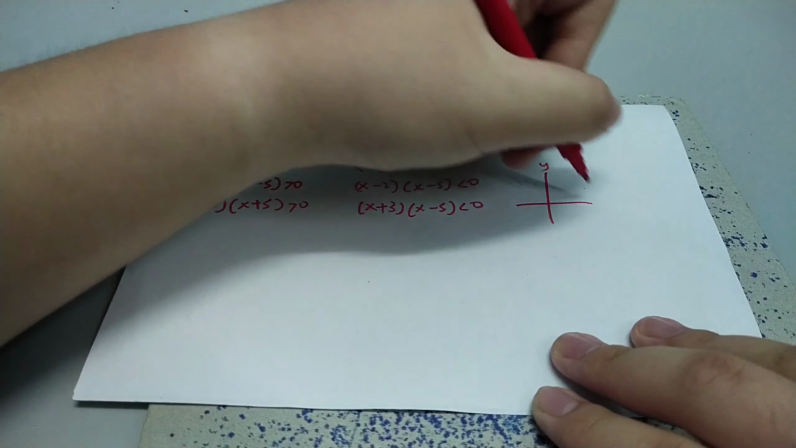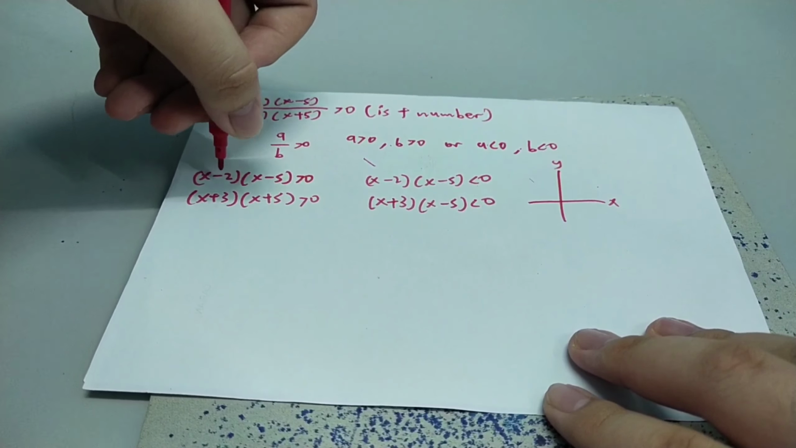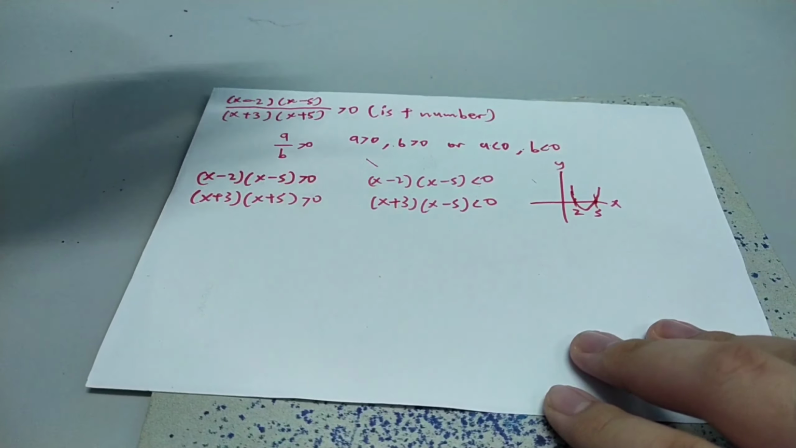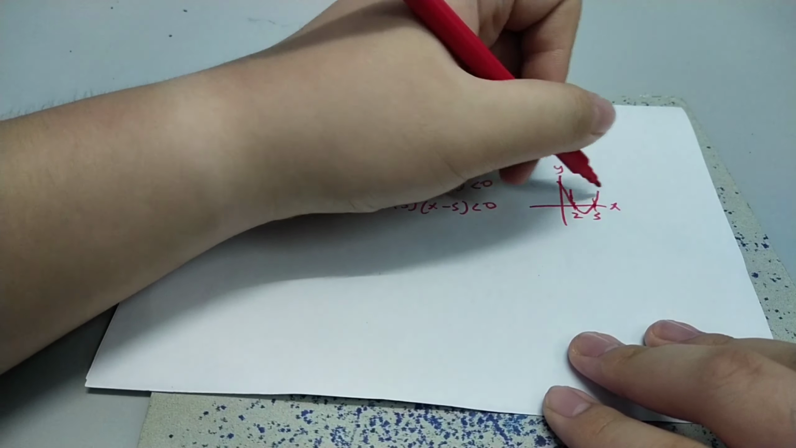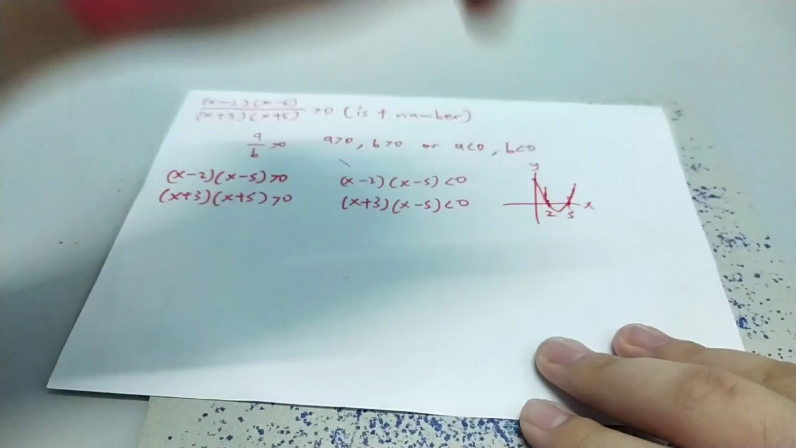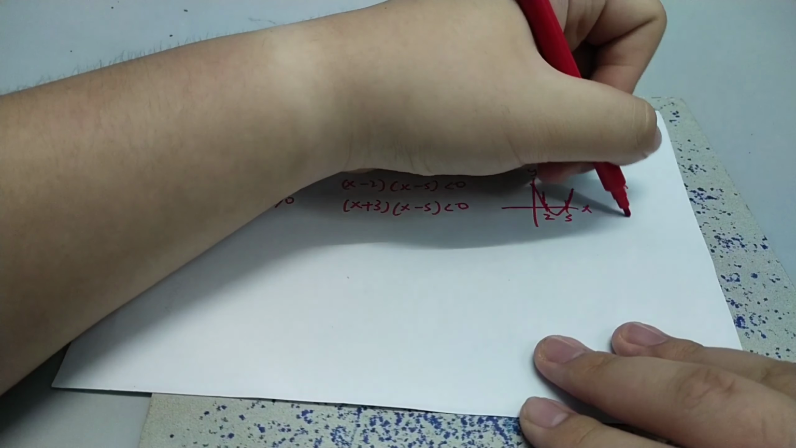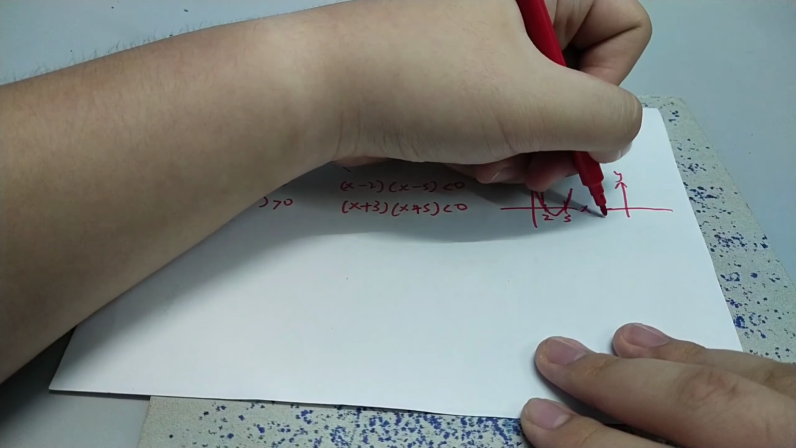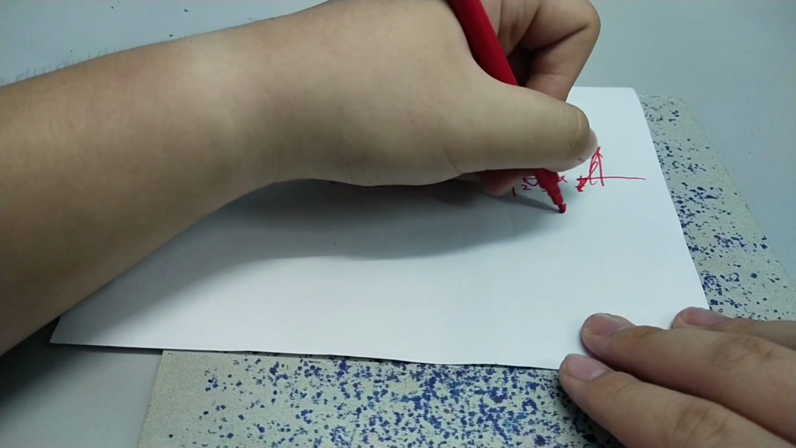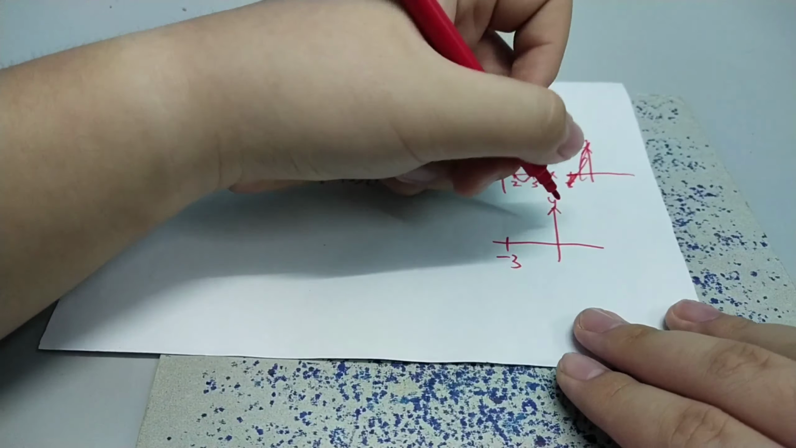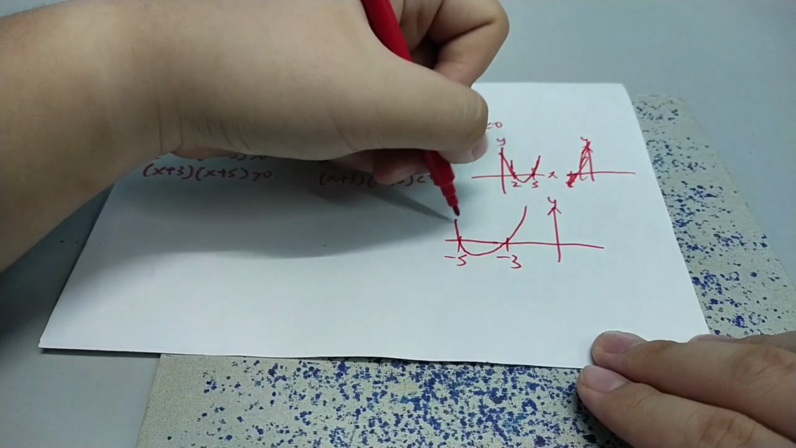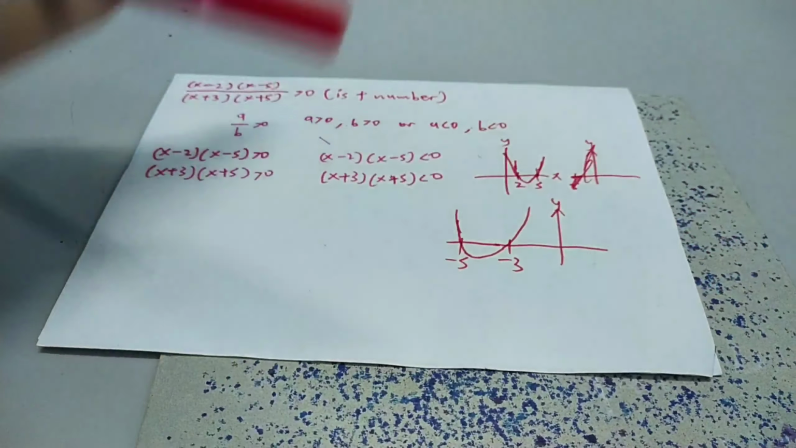Now let me just draw two parabolas. This is the first one, (x minus 2)(x minus 5). So this is 2, this is 5, and this is the parabola. And you got another one right here, (x plus 3)(x plus 5), so negative 3 and negative 5. And that's like this. Now this is for this and this is for this.